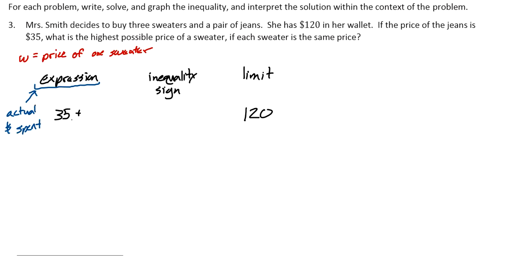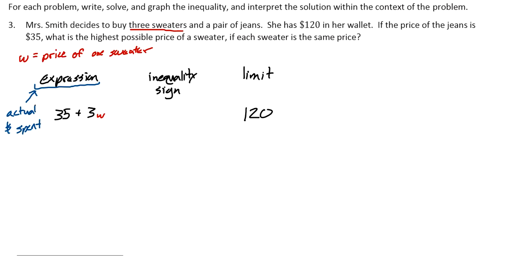Well, I don't want to just put 35 plus a W, because that means it would be 35, which is the price of the 1 pair of jeans, plus W, which is the price of 1 sweater. But she's buying 3 sweaters. You see right up there. She's buying 3 sweaters. So we're going to have to put 3W. Because 3W will represent the cost of all 3 sweaters, the total cost of just the sweaters. So the total cost of the jeans plus the total cost of the sweaters will give us the actual money spent.